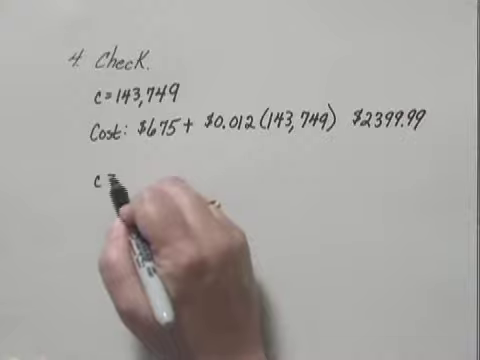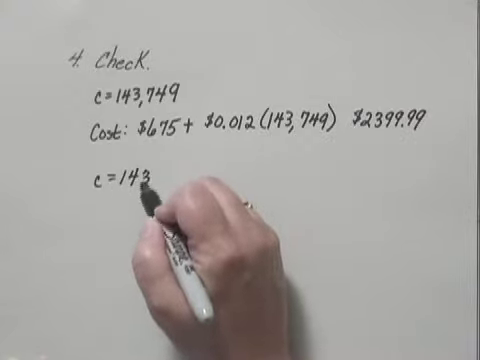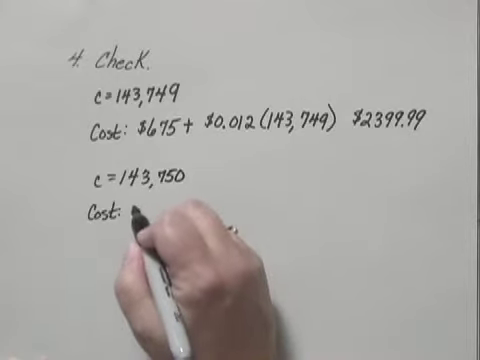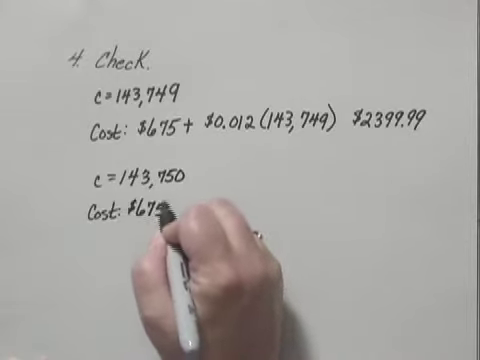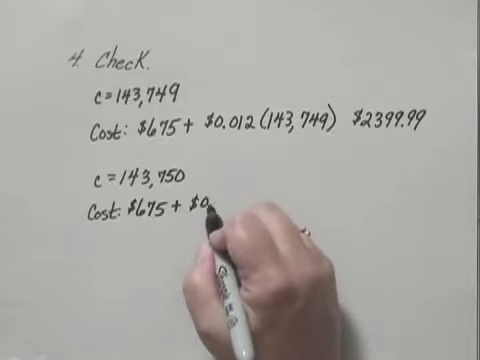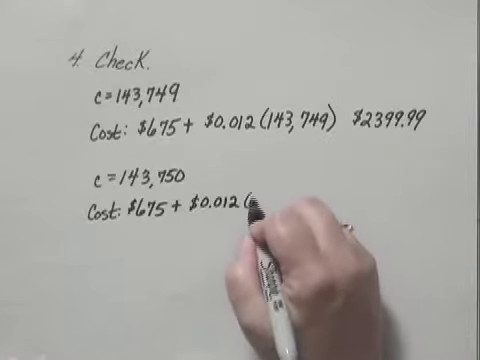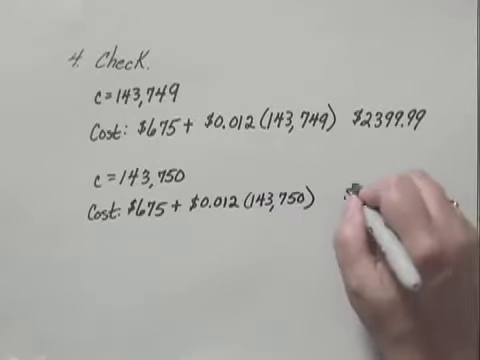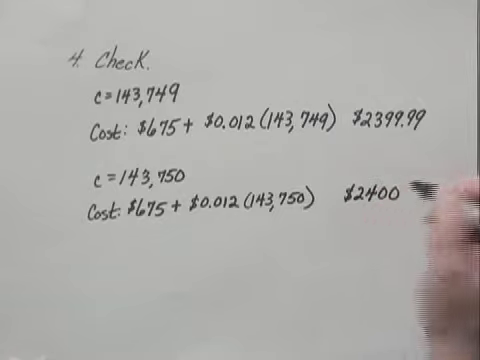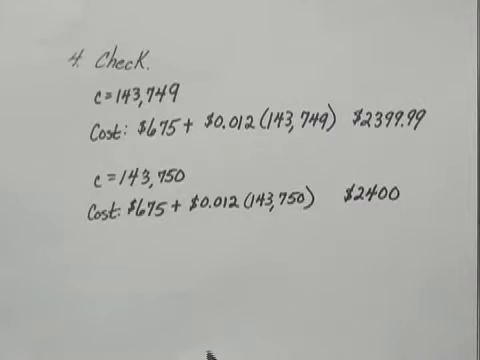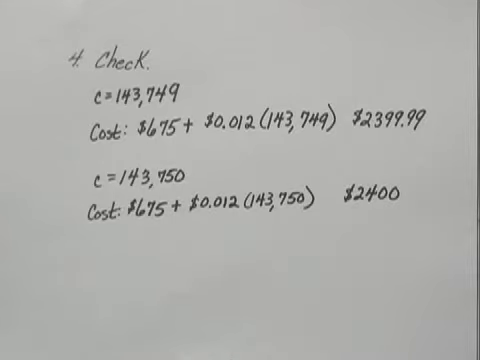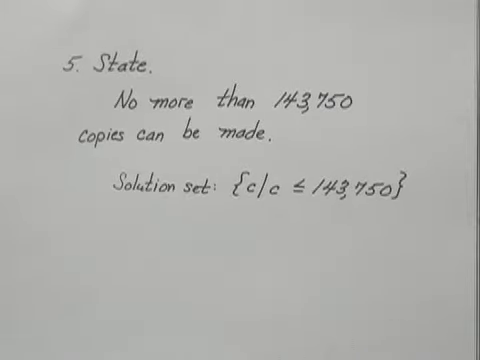What about when C actually equals 143,750 copies? Well, the cost would be the rental charge plus the copy charge of $0.012 per copy times 143,750 copies, and that is about $2,400. So that's a partial check, but right at this number and a little bit less than the number, it'll check. So that's a good idea that we have our numbers correct.